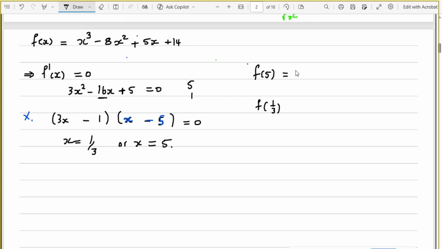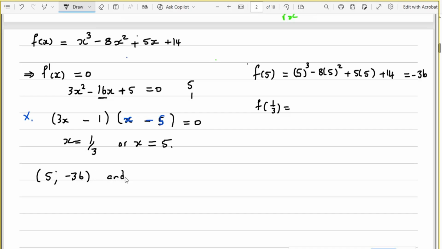So x at 5, that will be 5 to the power 3, minus 8 into 5 squared, plus 5 into 5, and then plus 14. That's going to give you negative 36. So this tells you that the first point is 5 and negative 36.